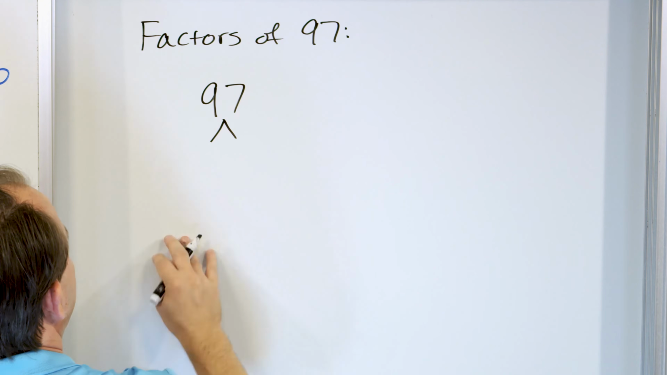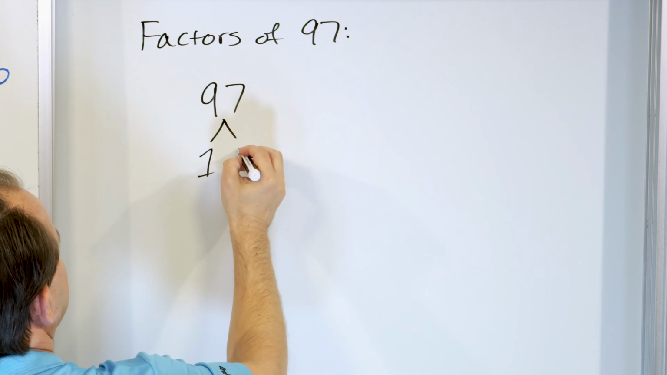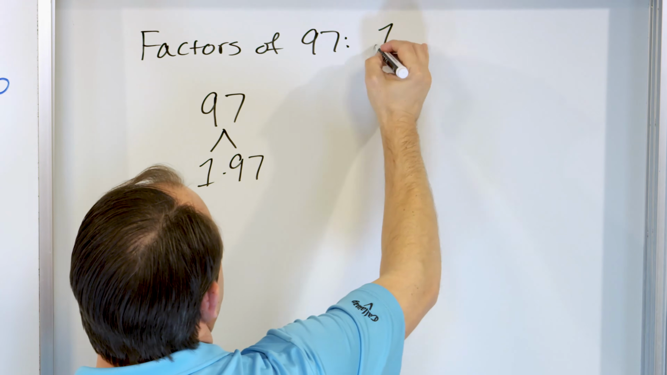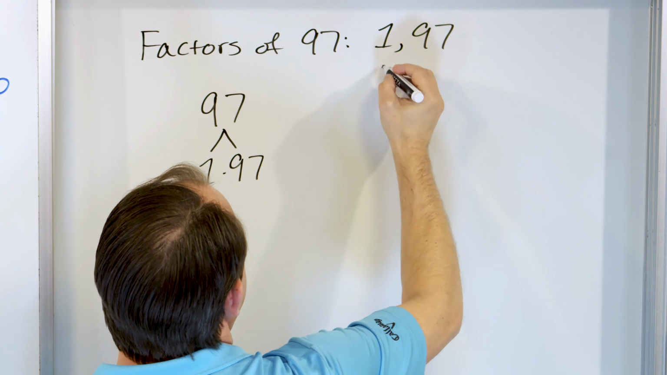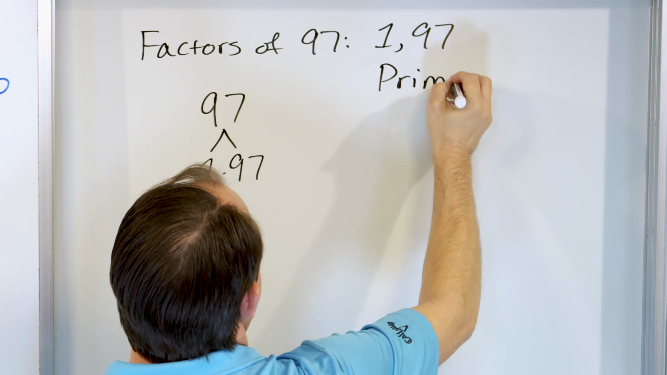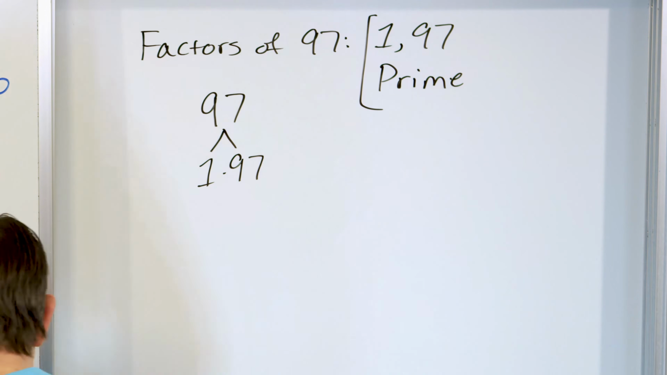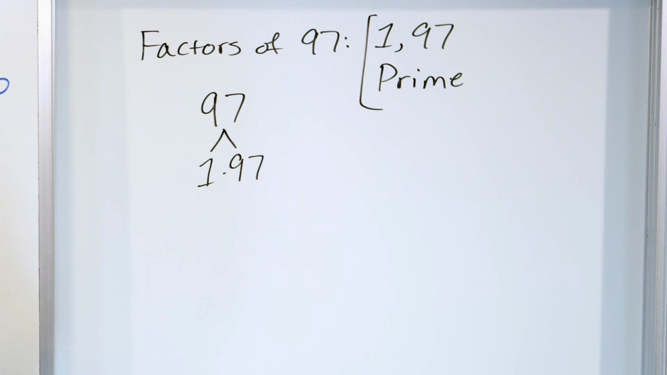Factors of 97. 97 as a factor tree. What times what is 97? All I can think of is 1 times 97. So the only factors are going to be 1 and 97, and it's going to be prime. Right? Makes sense, because those are the only factors that really are there. All right. Only 2 more problems.